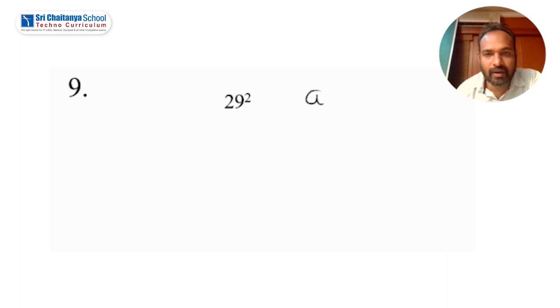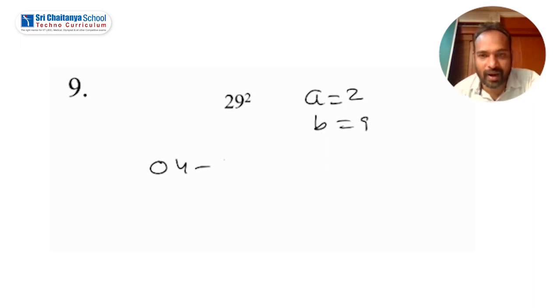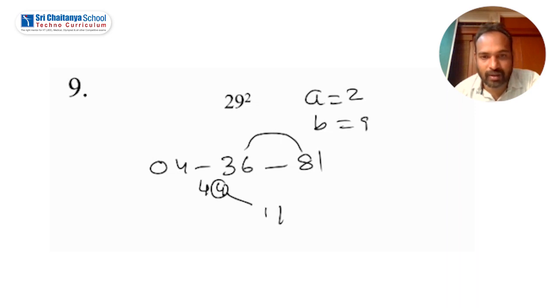Now what's the value of A here? 2. What's the value of B here? 9. A square 04. 2AB, 2 into 2, 4, 4 into 9, 36. Then B square means 9 square, which is 81. 1. 8 will carry forward. 36 plus 8, 44. Drop this 4 in the answer. Carry forward 4 here. So 4 plus 4 is how much? 8. So the answer is 841.